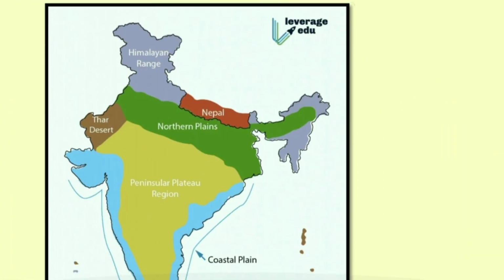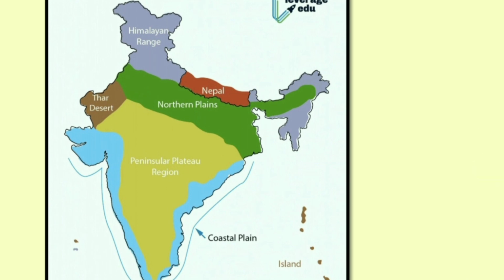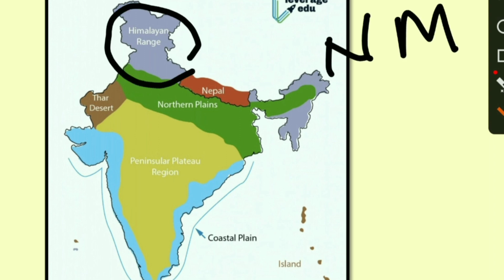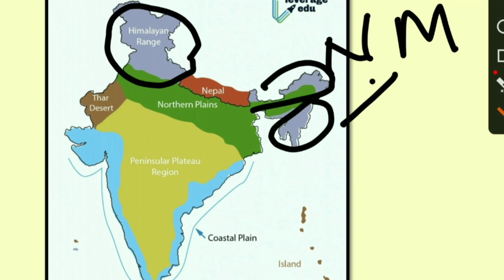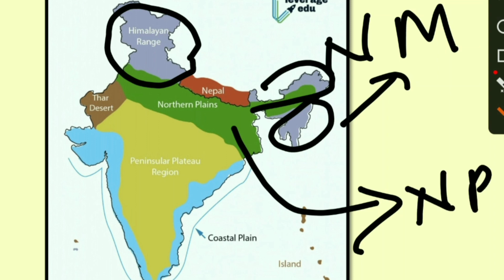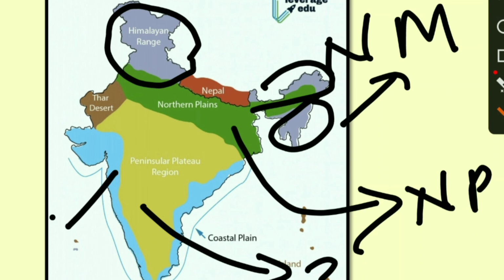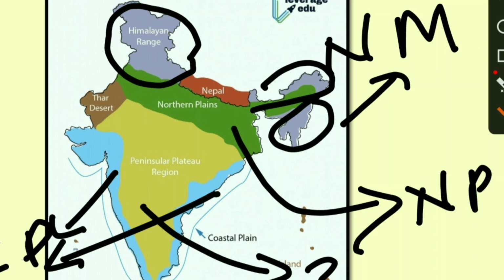See, in this map, we can easily find the 4 different relief divisions of our country. The first and the main relief division of our country is the Northern Mountains. This grey colored part is all Northern Mountains. Then the second division, in this green color, is the Northern Plains. Then the third division is the Peninsular Plateau. Then the fourth one is the Coastal Plain, Eastern and Western Coastal Plain.